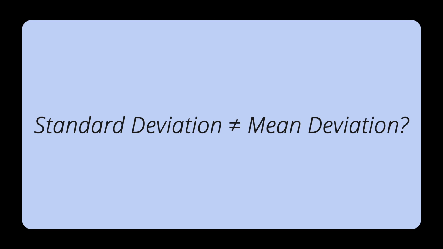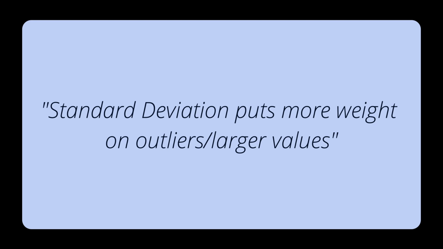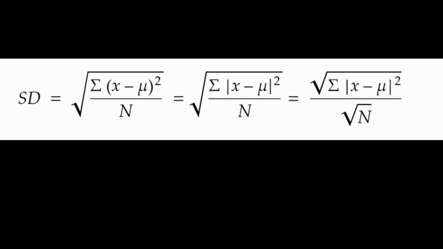The usual reason given for this is that the standard deviation puts more weight onto larger values or outliers because of the square exponent in the calculation. But let's look at this from a different perspective. So first, we can replace the deviations with their absolute values, because squaring them will give the same result.